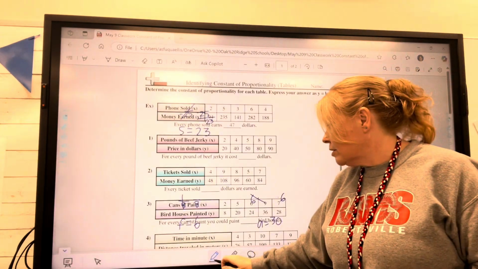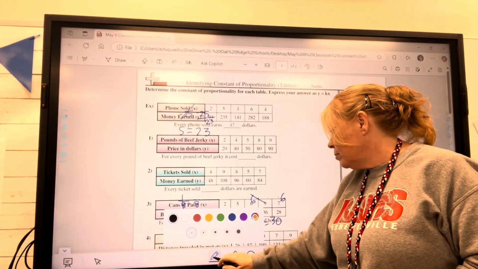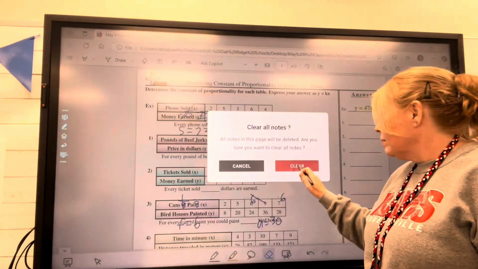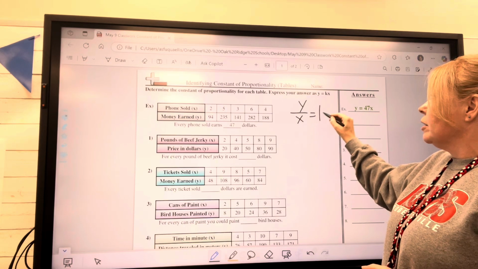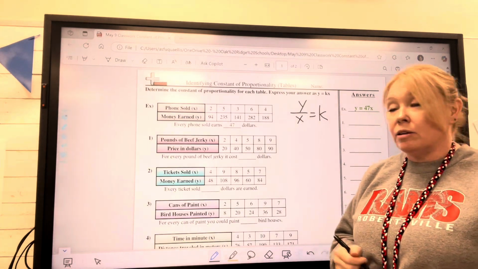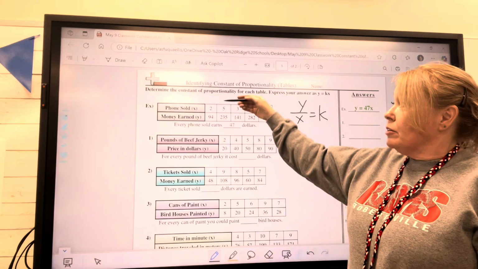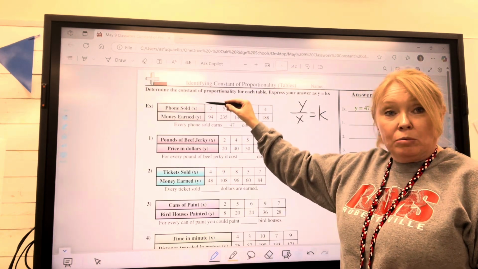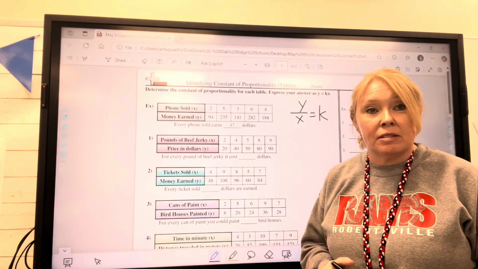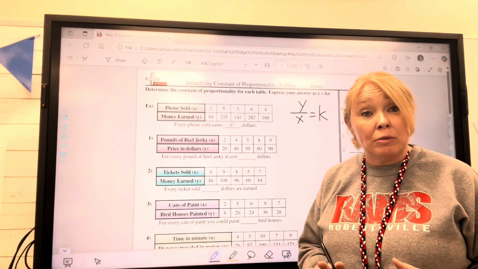You can find your constant of proportionality just by dividing your Y by your X. That gives you your constant of proportionality. So in each of these, either find out what you would multiply X by to get to Y, or you could divide Y by X to figure out what the constant of proportionality is. And I don't care which way works for you.